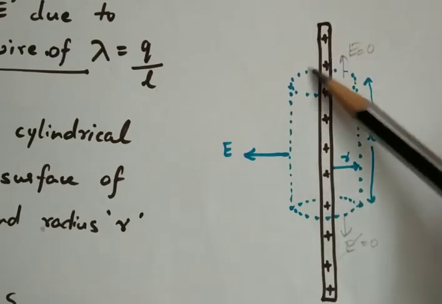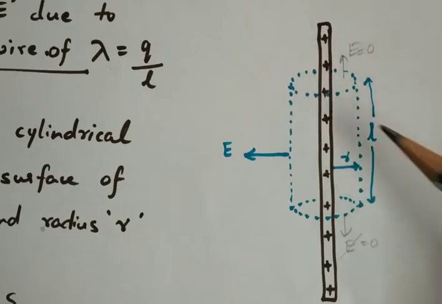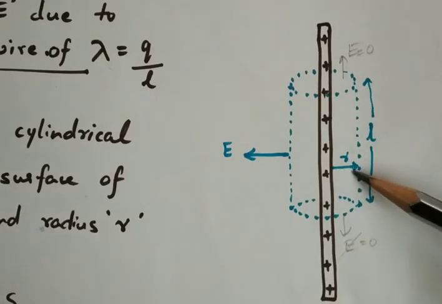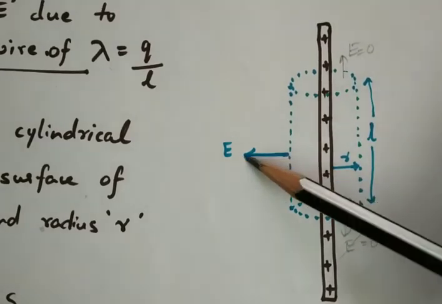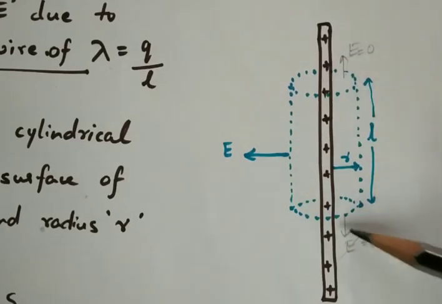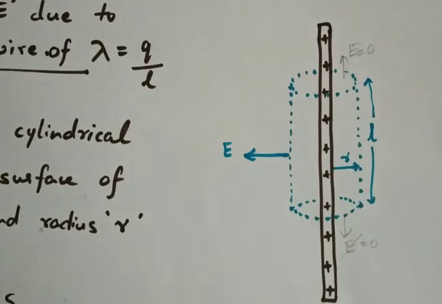Imagine a cylinder around the charged wire. The closed surface is imaginary. Let its length be L and radius be r. The electric field is only radially outward. There is no electric field towards the top and bottom, because electric field is always radially outward.